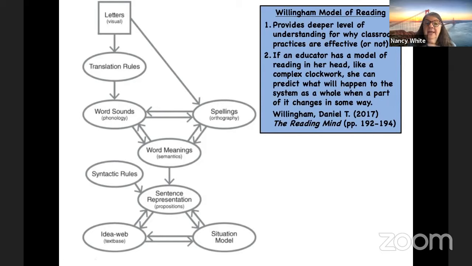But being aware of those relationships, he feels, provides a deeper level of understanding for teachers, so that if a teacher has a model of reading in her head or his head, like a complex clockwork, she or he can predict what will happen to the system as a whole when a part of it changes in some way. Or if a student doesn't understand, where did the understanding go? What could he do? That goes back to the questioning and the eliciting that we talked about earlier. What can he do? When can he do it? What's the difference when he has trouble? What is involved that wasn't involved before? And try to figure that out.